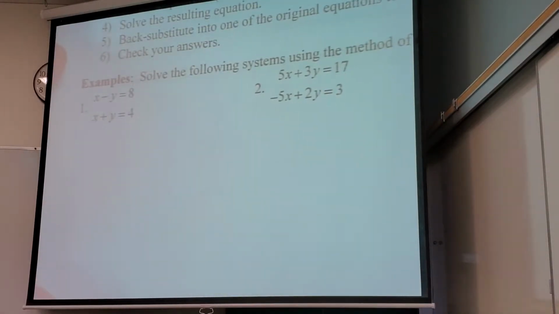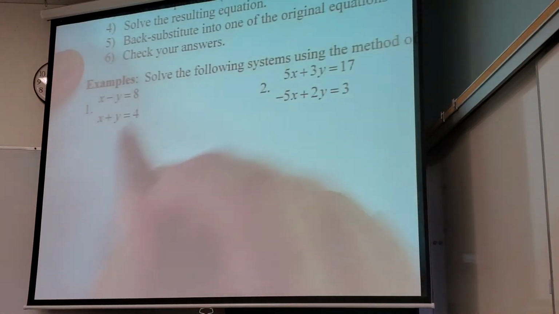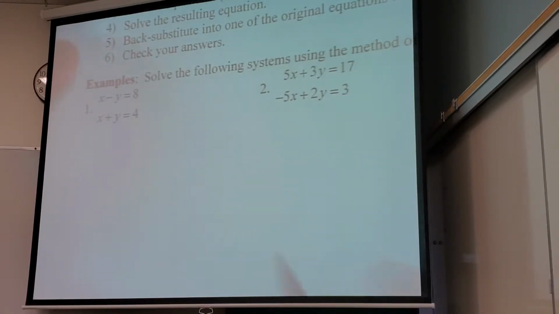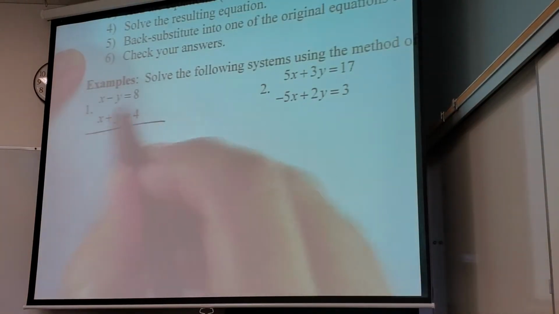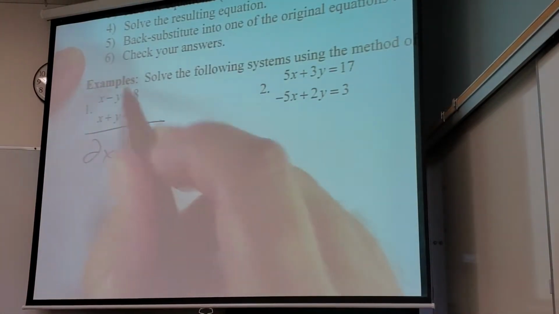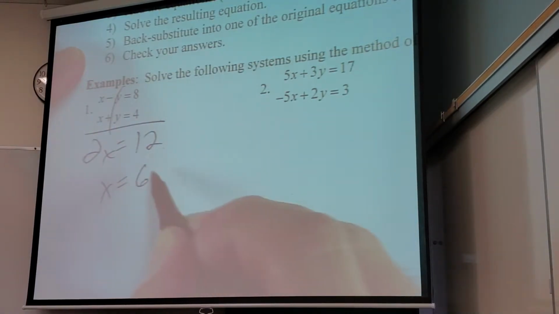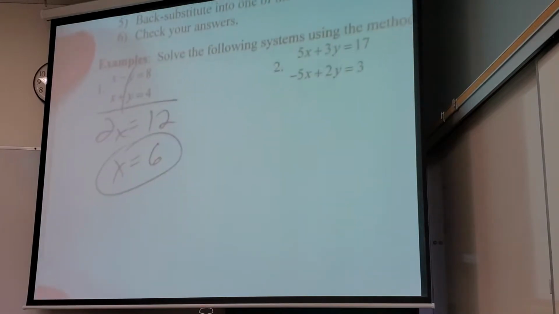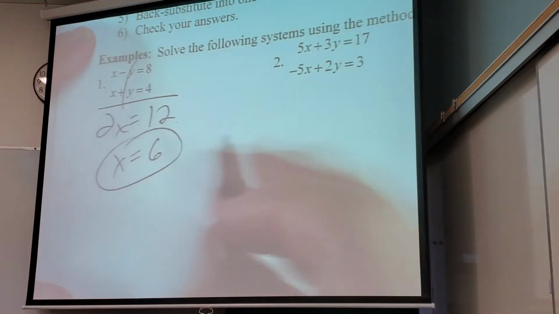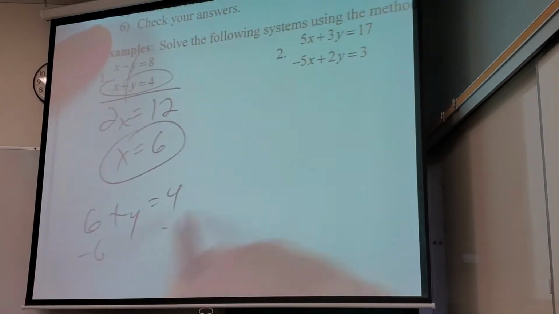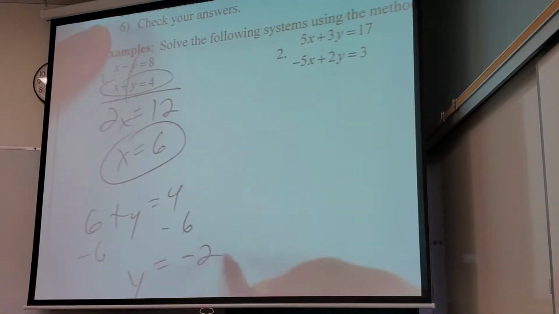All right, let me try to catch up. These first two are nice because there are variables that want to cancel already. So if I just add these directly, what do I get? 2x equals 12. So x is 6. And then once I know one variable, I can plug it in to find the other variable. If I use the second one, 6 plus y equals 4. So then y is -2.